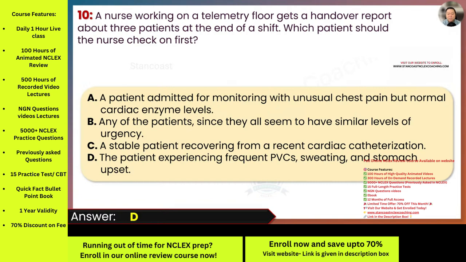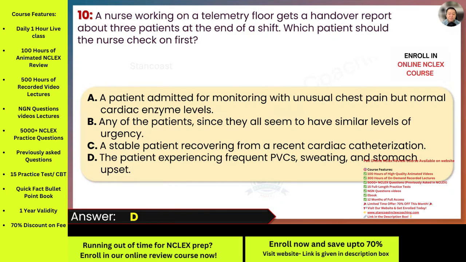So these are subtle symptoms, and so you have to consider the severity of these manifestations. Now, why is letter A incorrect? It states a patient admitted for monitoring with unusual chest pain but normal cardiac enzyme levels. So here are your clues. So again, why is this incorrect?